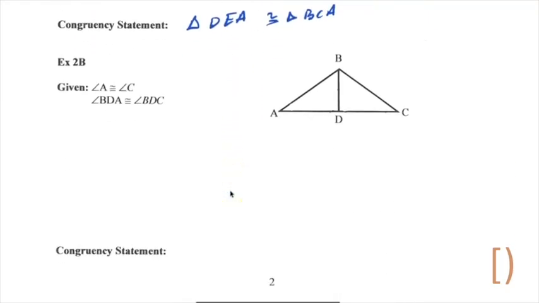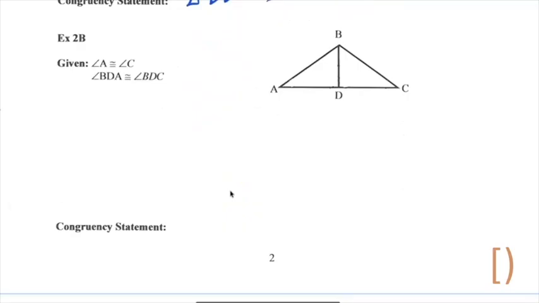Okay, another example here. So here we have A is congruent to C. That's given. And then they tell us BDA. Let's figure that out. BD, that's this guy, is congruent to BDC. BDC, that's this guy. I start at B, go to D, and go to C. These 2, not my best drawing, but these 2 are congruent to each other.